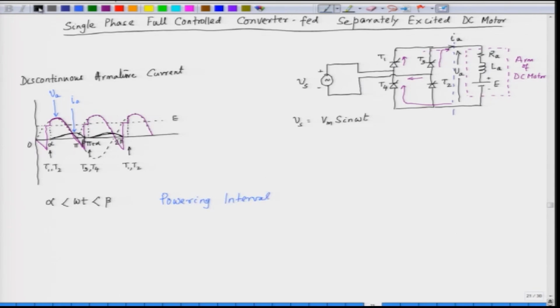And in this case, the output voltage is the same as the input voltage. And we have another interval in which omega t is greater than beta, but less than pi plus alpha. This is the small interval during which the output voltage is the same as the back EMF. So, this interval is called the zero current interval, or sometimes the coasting interval.